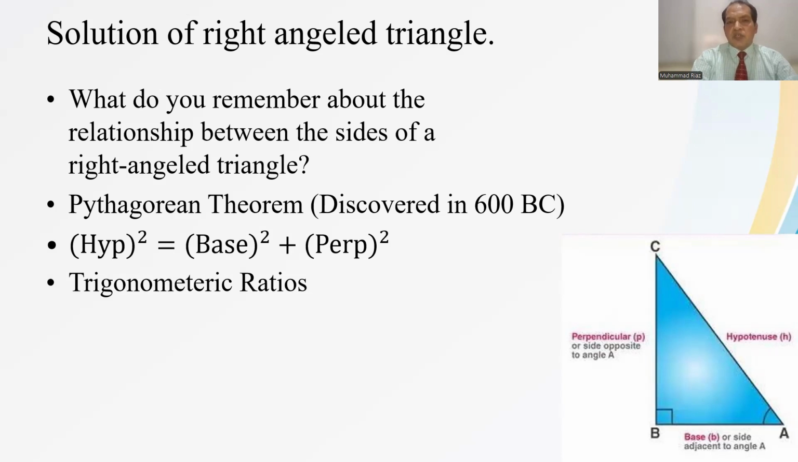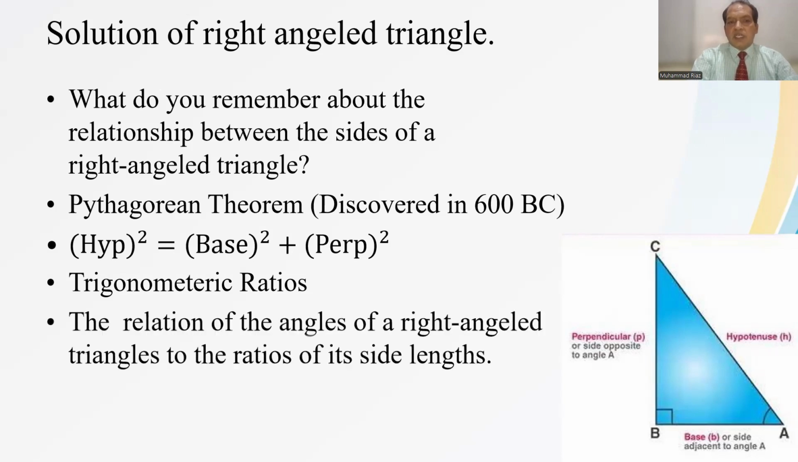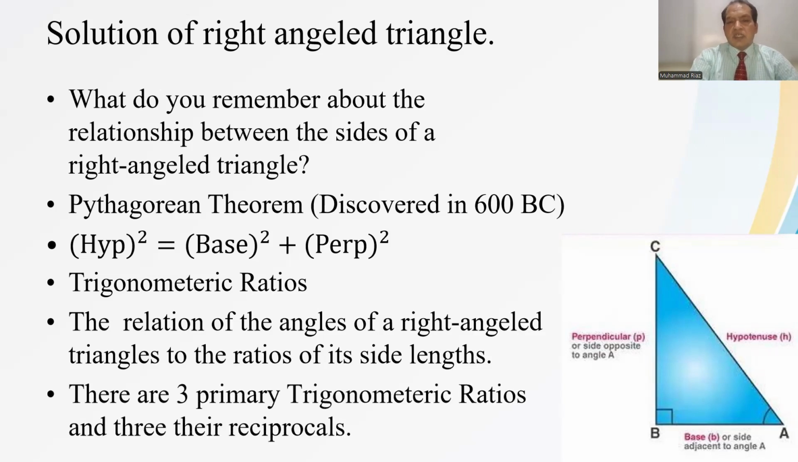The other important relation between the sides of a right angle triangle is represented by trigonometric ratios. The relation of the angles of a right angled triangle to the ratios of its side lengths is called trigonometric ratios. There are three main primary trigonometric ratios, and three of their reciprocals.